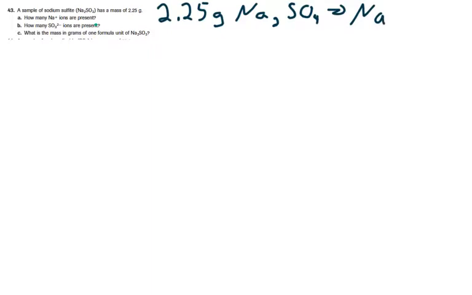Now we move to problem number 43. Number 43, we have 2.25 grams of sodium sulfite and we want to find out how many sodium ions, how many sulfide ions, and then we want to find the mass of one formula unit.